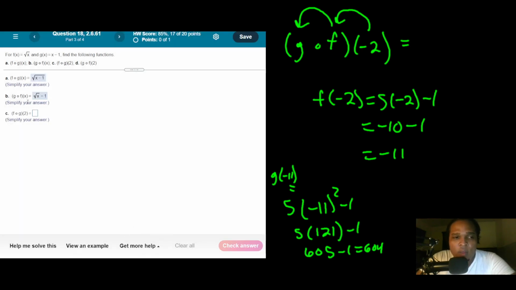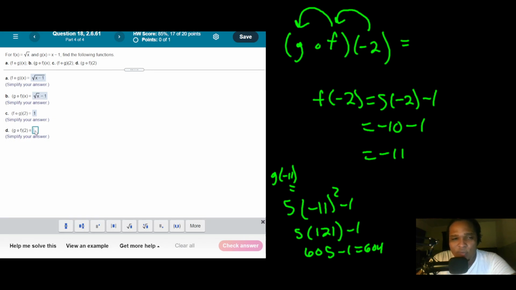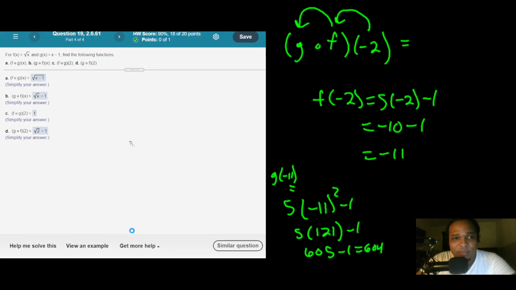Fantastic. Let's plug 2 into our fog function. 2 minus 1 is 1, square root of 1 is 1, so this answer is just 1. We're going to plug the 2 into our gof function. The gof we found was the square root of x minus 1, so that's going to be the square root of 2. And there is no perfect square root of 2, so we're going to leave it there. And then we're going to just put the minus 1 right next to it. See, we just plug the numbers in.